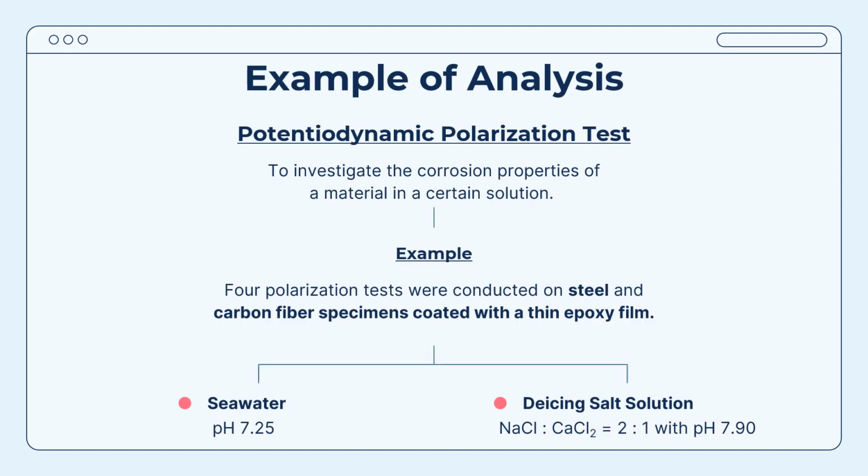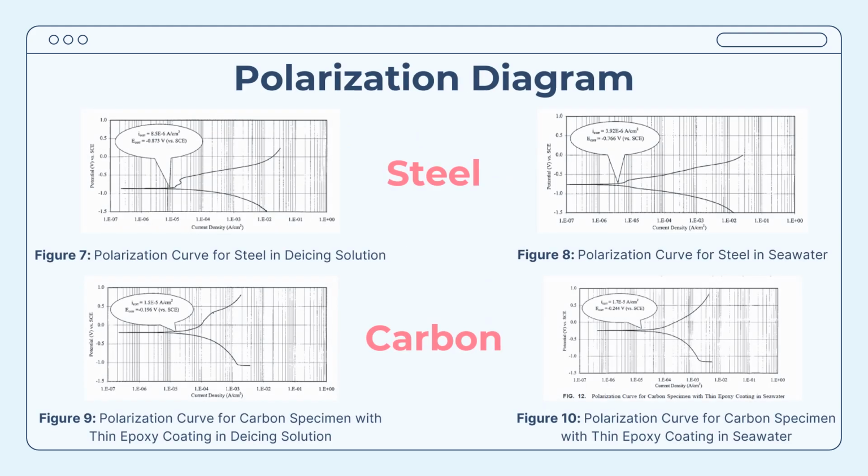Polarization tests were conducted on steel in its original form and carbon fiber specimens coated with a thin epoxy film. They were tested immersed in seawater and de-icing salt solution with different salt concentration and pH value. Tafel slopes were determined from the polarization diagrams to evaluate corrosion current density and corrosion potential.